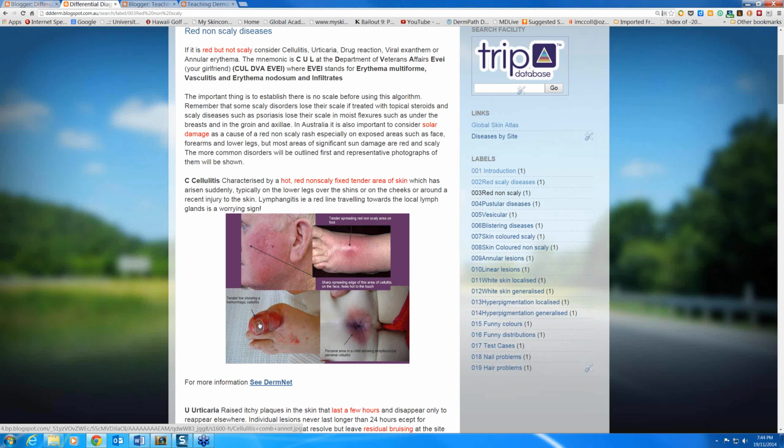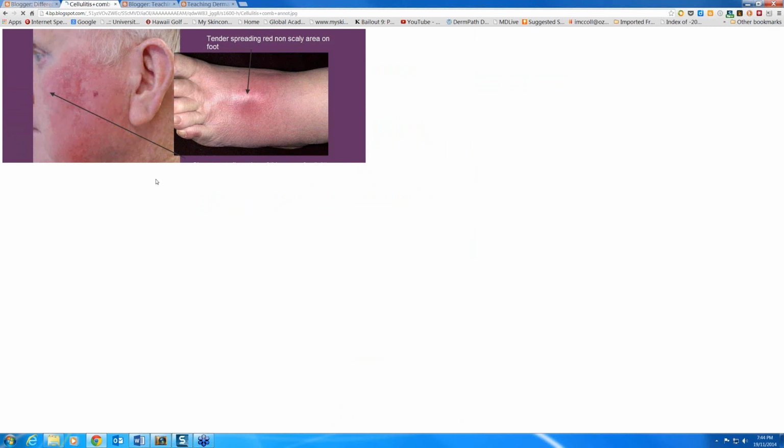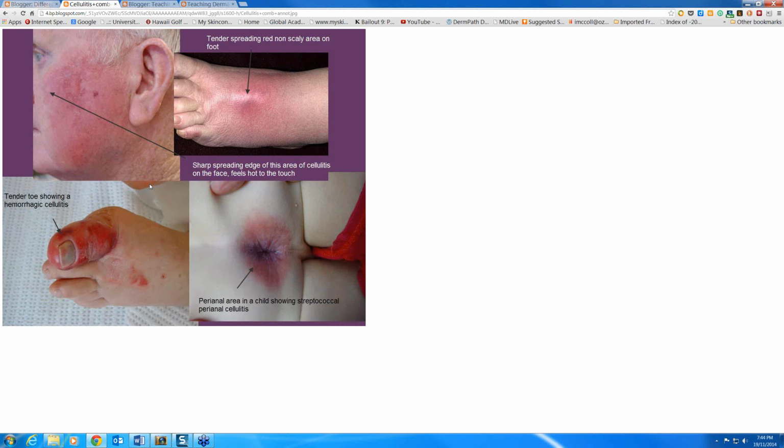There are some rarer types of cellulitis, like this hemorrhagic cellulitis occurring here in the toe, and this condition, streptococcal perianal cellulitis. This is one that can occur in children. It's not common. They'll present with difficulty trying to defecate, and they'll have this redness around the anus, extending right to the anal opening here. So, cellulitis: hot, red, non-scaly, fixed tender area of skin. You can see here a larger view of that image, the streptococcal perianal cellulitis. It's worth knowing. So C for cellulitis.